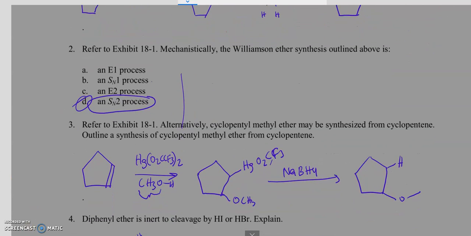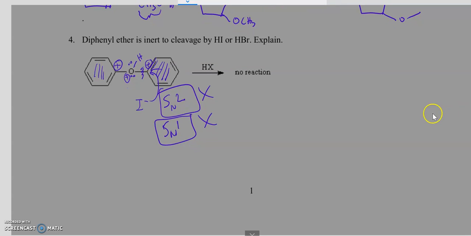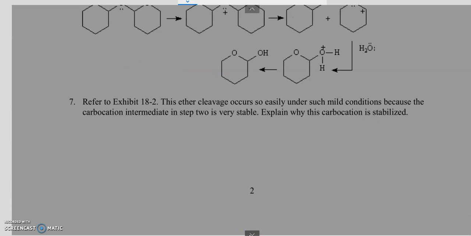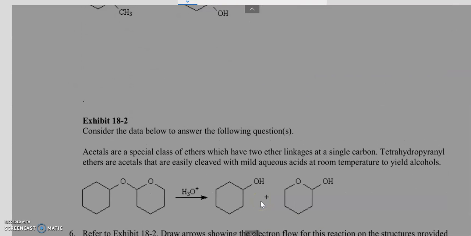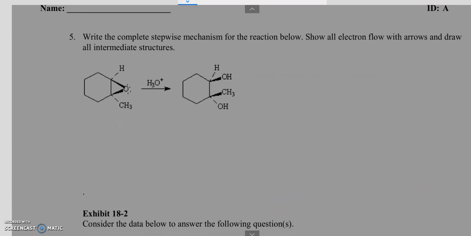Let's do question number 6. Alright, so let's go to the next question. How can I go to the next question? Here we go. Question number 6. Write the complete stepwise mechanism for the reaction below. Show all the electron flow with arrows and draw all the intermediate structures.